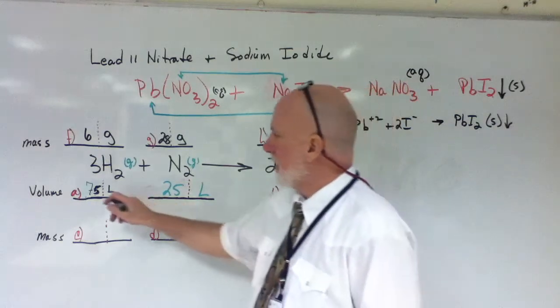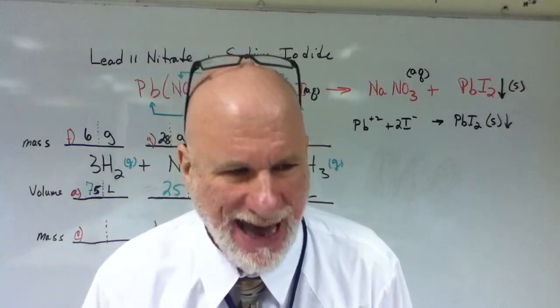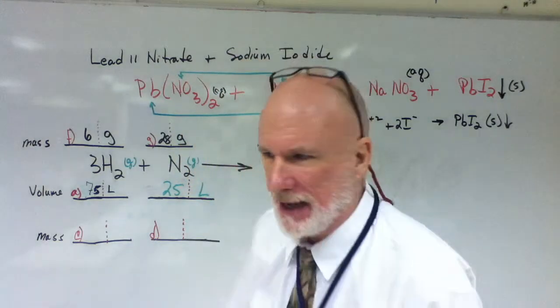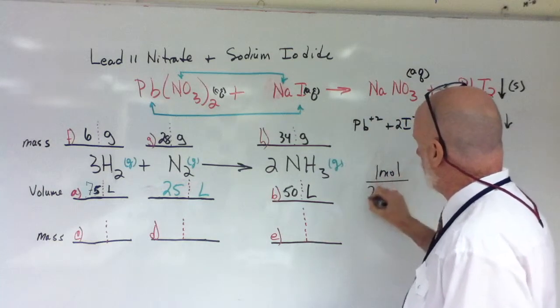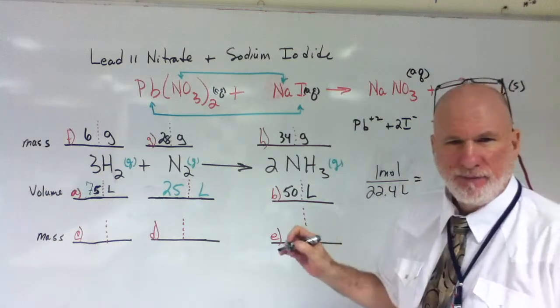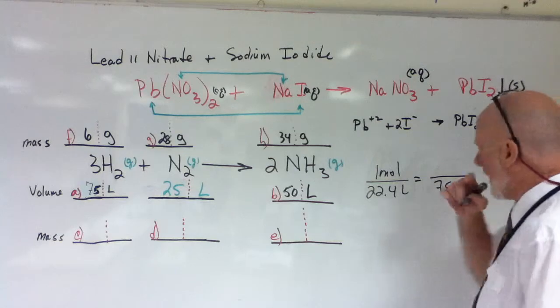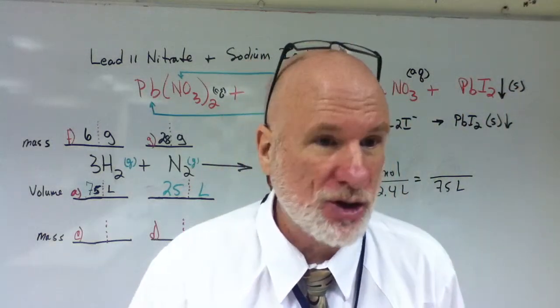Okay, now. So I have 75 liters. So how much hydrogen do I actually have? How many moles of hydrogen do I actually have? Well, if I had 1 mole, I would have 22.4, right? But I have 75 liters. So what is 75 divided by 22.4?